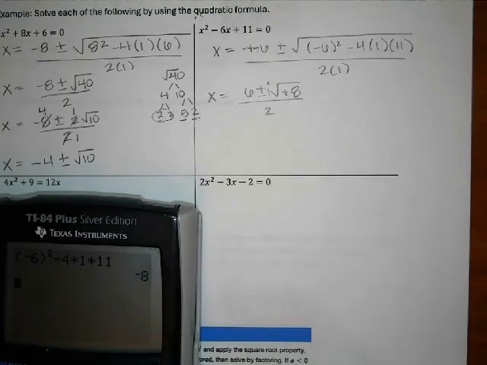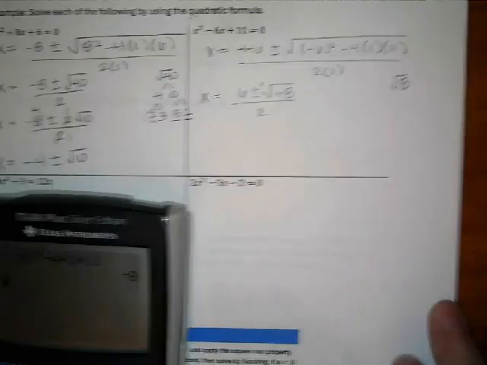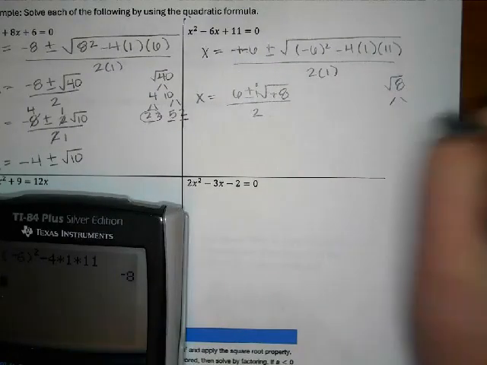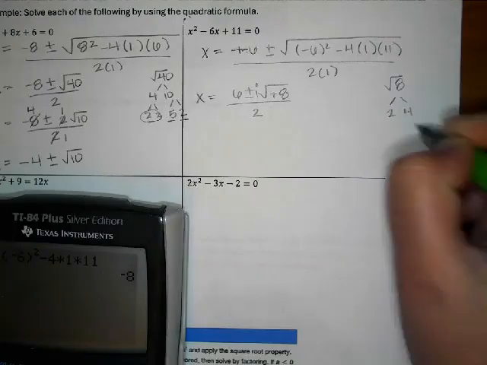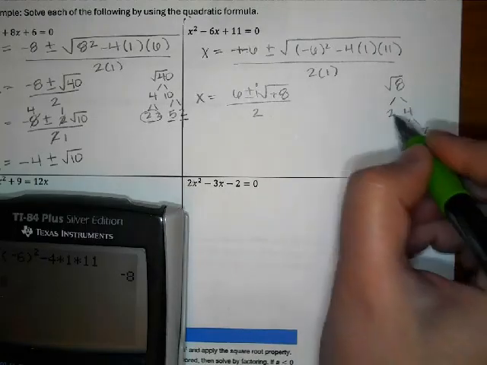Okay, let me simplify my square root of 8 off to the side. 8 is 2 times 4. 4 is 2 times 2. So I have a pair of 2's and a leftover 2.